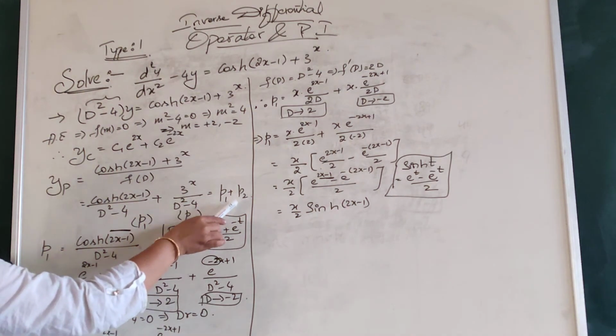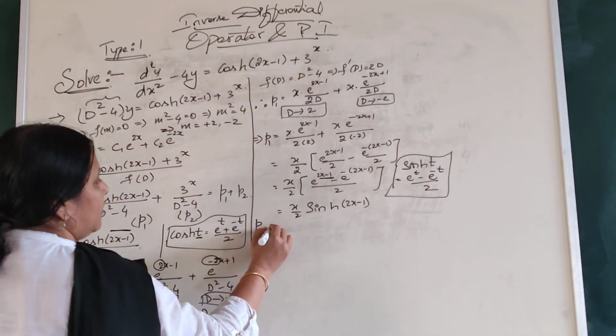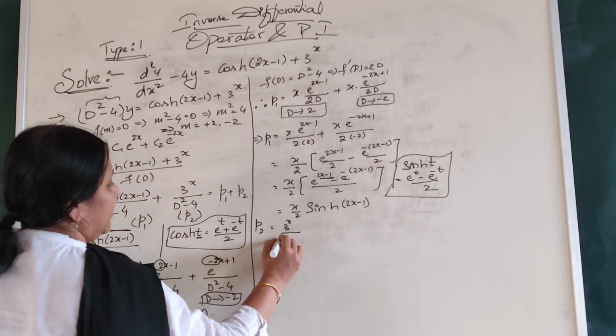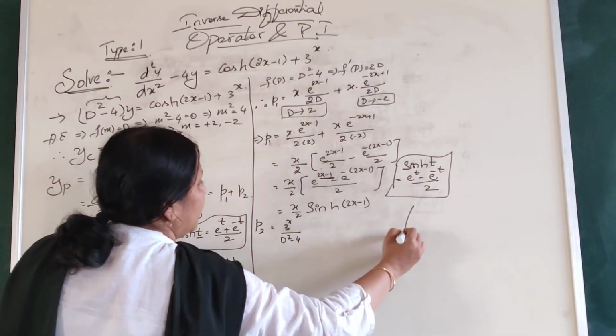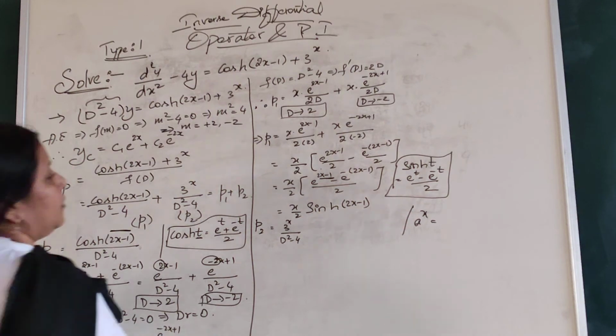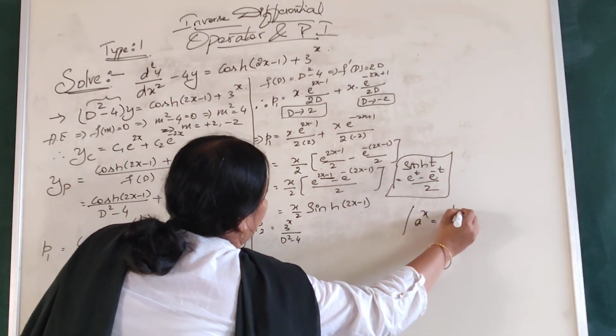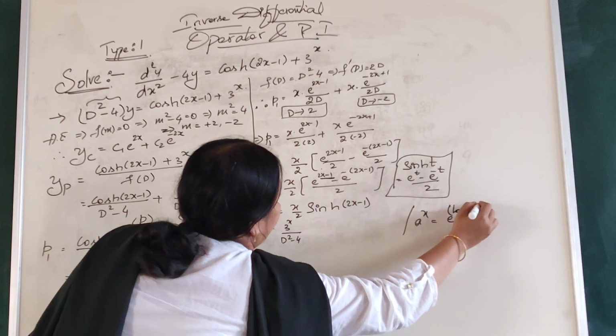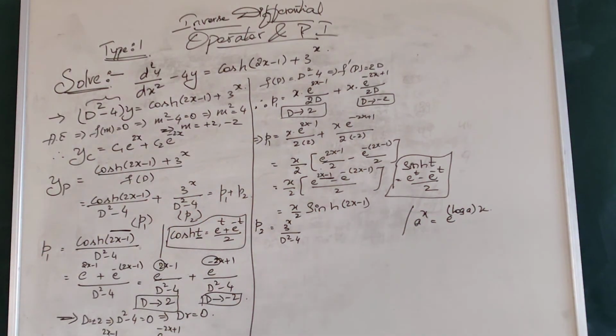Now let us see the second term. What is the second term? P2 is equal to 3 power x divided by d square minus 4. And one should always remember that a power x can be written in terms of exponential terms. How do we write a power x in terms of exponential term? That is very important here. So a power x is equal to e power log a, whole raised to x, which is e power log a into x.